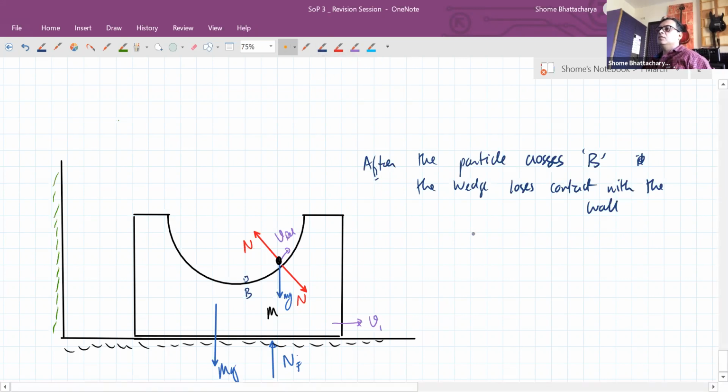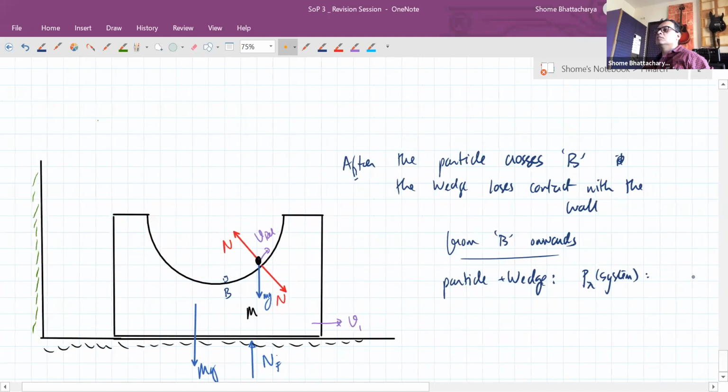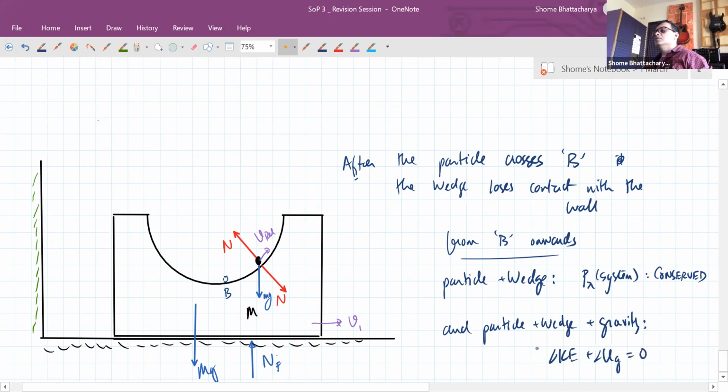Okay, so here we can see that from B onwards, for the particle plus wedge as a system, horizontal momentum is conserved. And for the particle plus wedge plus gravity as a system, mechanical energy is conserved. So these are the two principles we'll be applying.